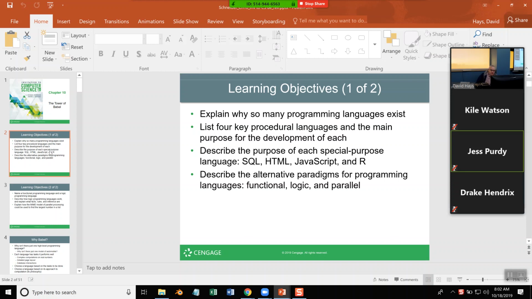Okay, the idea here: explain why so many programming languages exist. There's 4 key procedural languages, the main purpose for the development of each. Describe the purpose of each special purpose language: SQL, HTML, JavaScript, and R. And describe the alternative paradigms for programming languages: functional, logic, and parallel.